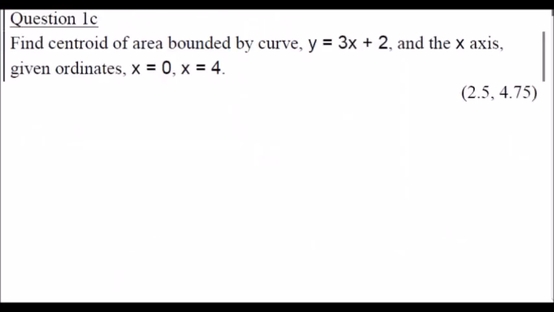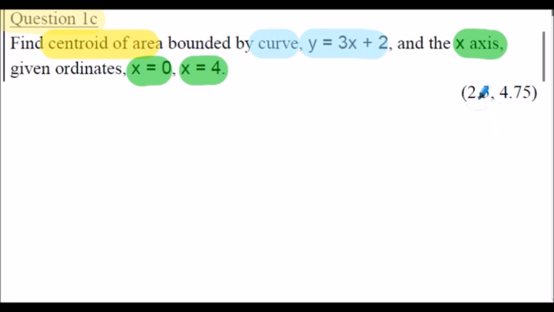Let's now consider some questions from our workbook. Question 1c here. We're asked to find the centroid of area bounded by the curve y is equal to 3x plus 2 and the x-axis. We're given the range of x from x is equal to 0 to x is equal to 4. Answers for the x bar and y bar shown here.